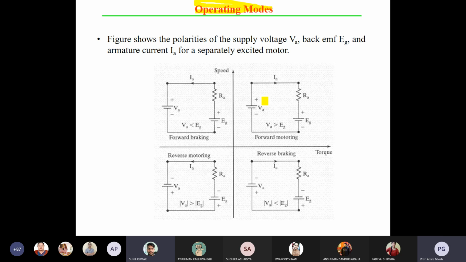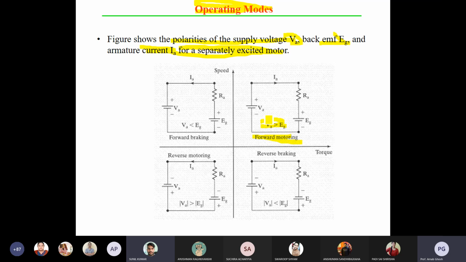Okay, so motor speed, you are sensing that one based on the positions, everything you change, you will get that one. Okay, the figure shows the polarities of the supply voltage VA, back EMF EG, and the armature current IA for the separately excited motor. Here you can see forward motoring. In forward motoring conditions, VA is definitely greater than EG and current IA will always be positive.